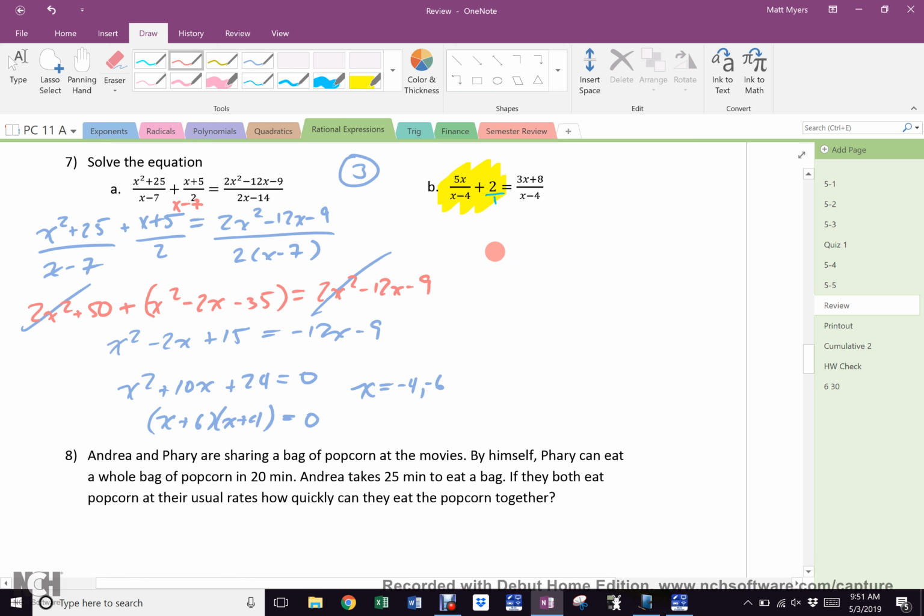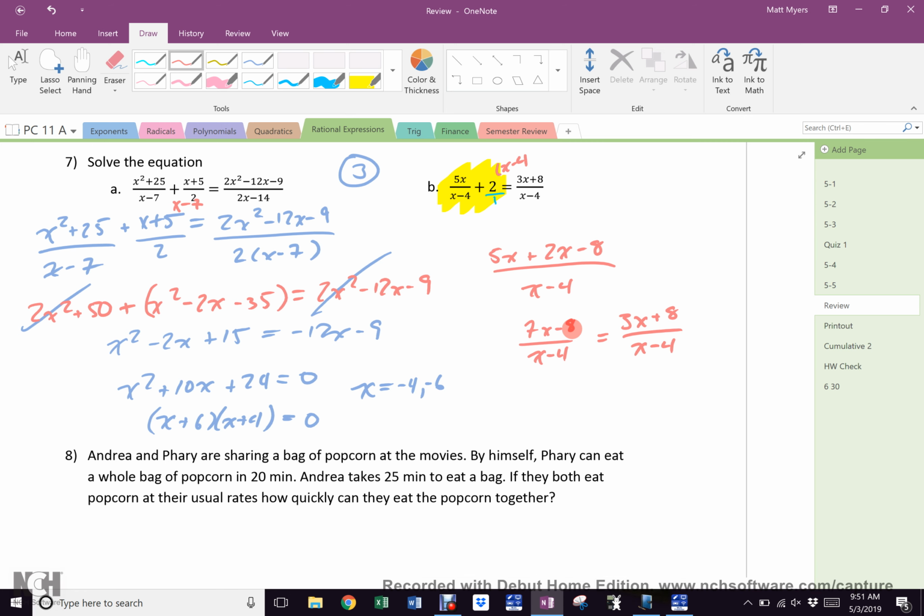x minus 4. So I get 5x, x minus 4, plus 2x minus 8, all over x minus 4, yes? Which is 7x minus 8 over x minus 4 equals 3x plus 8 over x minus 4. Now I would have to cross multiply. Yeah? And that means a lot of foiling, right? Is it okay? Could we do it?